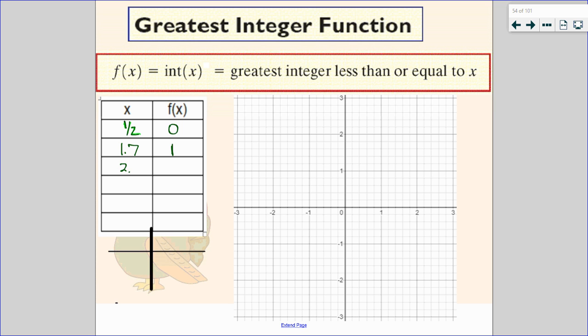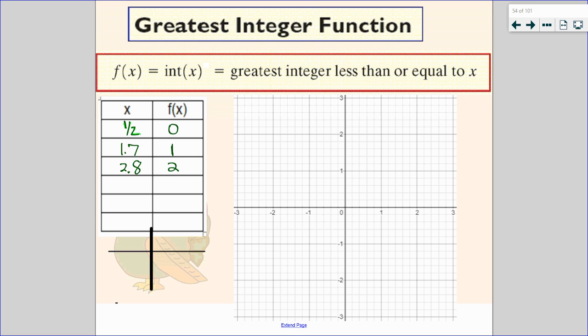Likewise, 2.8 would be 2. That's the greatest integer less than or equal to 2.8. It's kind of like Price is Right, where you want to get as close as you can, the integer as close as you can without going over that number. So 3 would be going over. So what that ends up looking like is interesting.